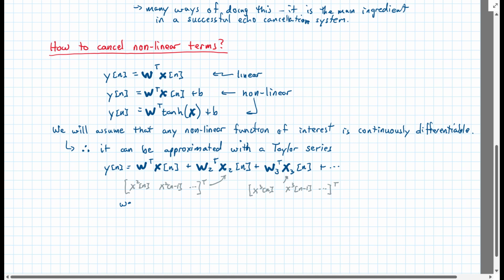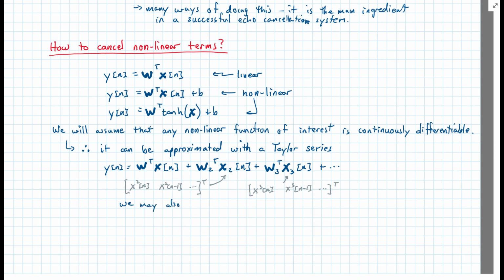We may also have a lot of cross terms. Depends on the function. If it's a memoryless function, then things might get easy and we get rid of the n-1 terms, but we'll still have cross terms. Such as x n x n-1, x n x n-2, and so on and so forth.